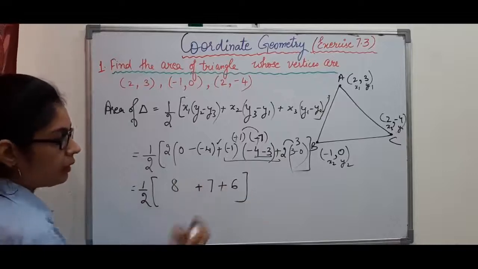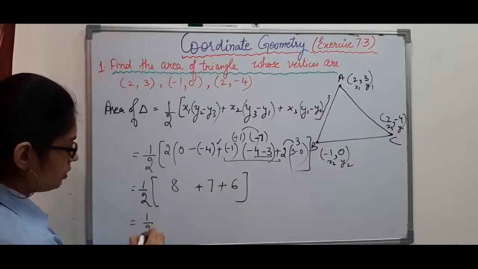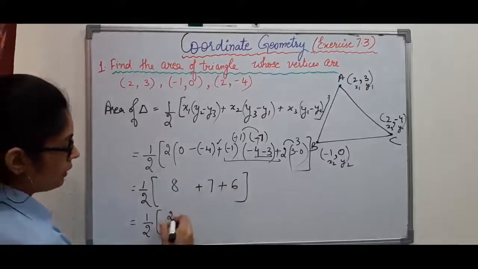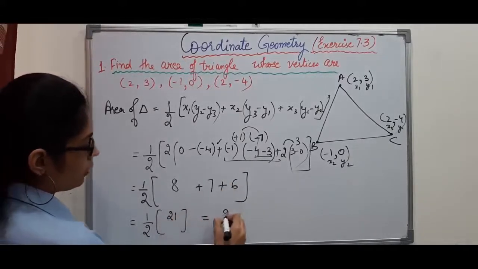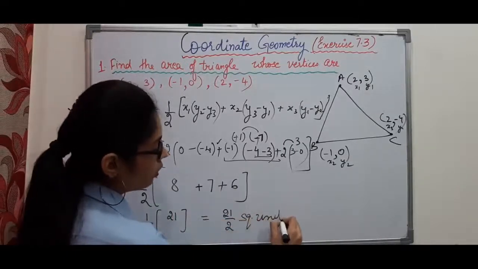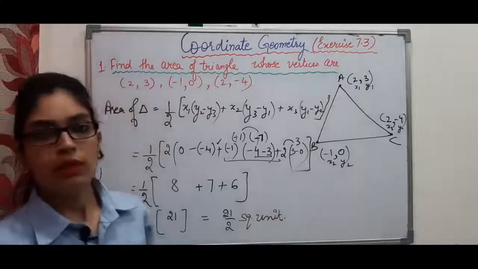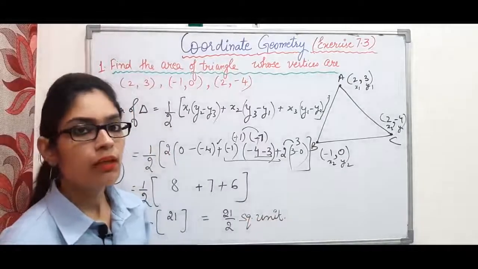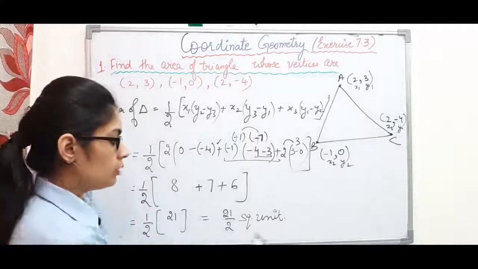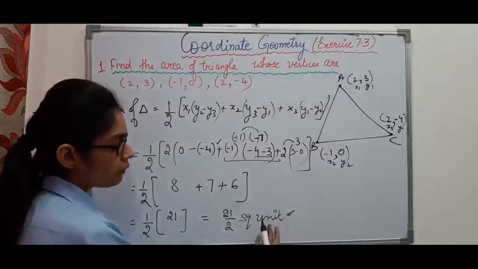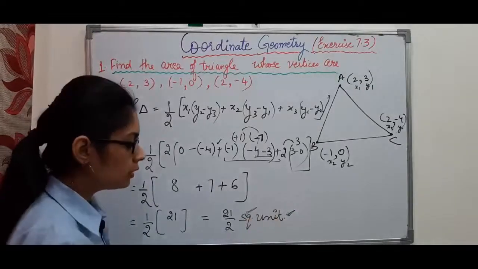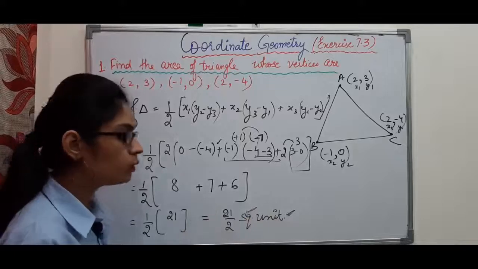8 plus 7 plus 6, we can do the addition. 8 plus 7 is 15. 15 plus 6 is 21. So 21 by 2 square units. With area you always have to write square units, because earlier we were finding the area and writing centimeter square, meter square. Here our value was in units. From the starting we are writing units, so that's why with the unit we will write square now. So it is 21 by 2 square units.